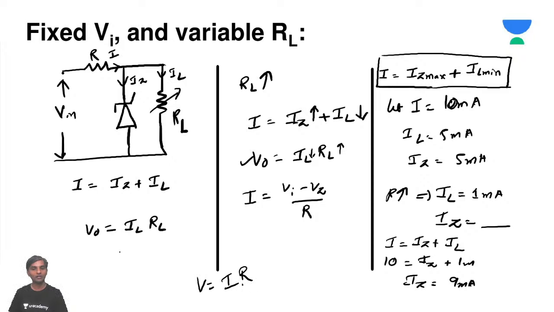Now this is constant. Let's say this is constant voltage Vz. When this is Vz, if RL is increasing, obviously IL should decrease. But when IL is decreasing, we know from the total current, I is equal to IZ plus IL. The decreased load current value will be compensated by the current passing through the Zener diode.